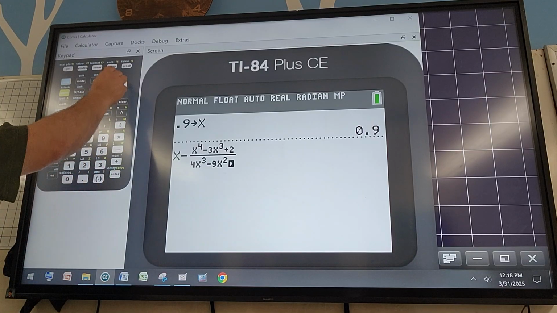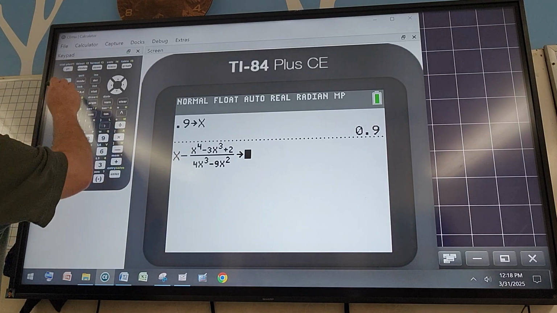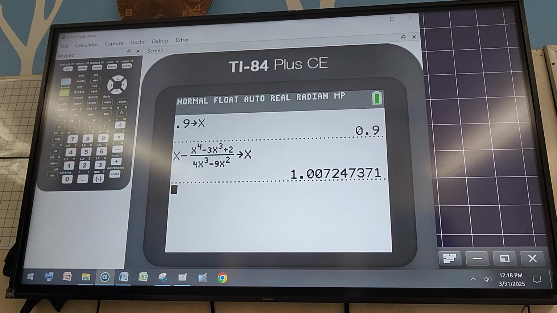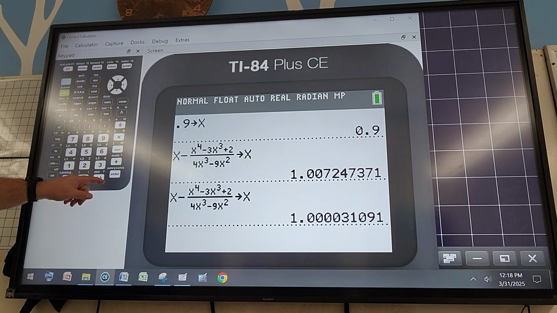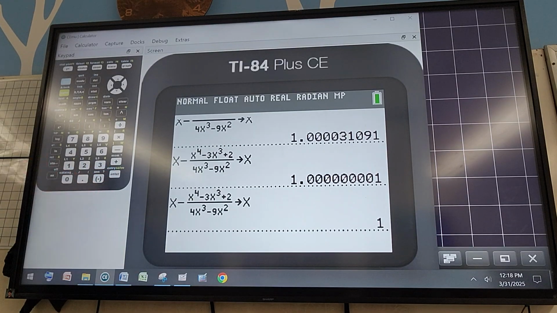Yes. So that'll give us our next value, but we can also just store it as the next x. And then we do the exact same thing again and again, and it certainly looks like it's going to 1. And after that, it's just going to keep giving you 1. Yay!